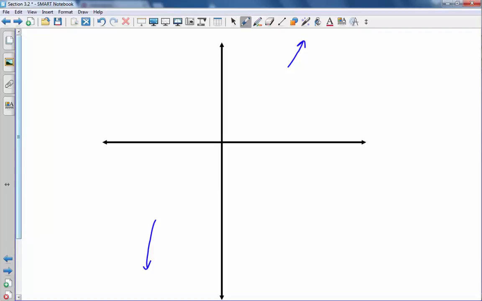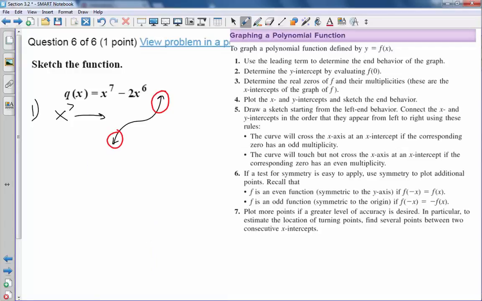Okay? Odd numbers have this kind of shape. Well, is it going to be smoothly rising in the middle? No, it can be a roller coaster going up and down. We'll determine that by the other steps. Any questions so far? Okay, number 2.